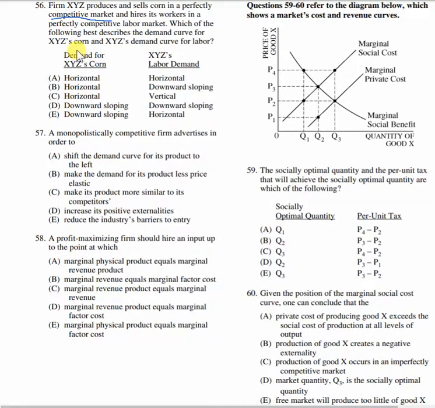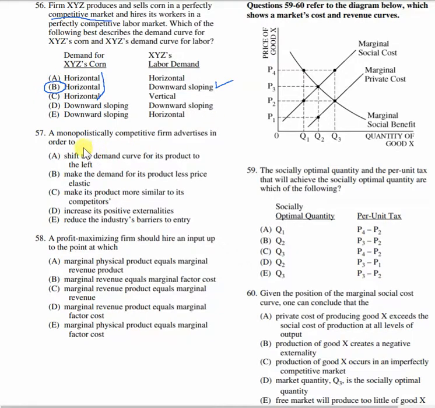So we kind of just went over that. The demand curve for their corn as a supplier is going to be horizontal, right? Because that's what we have in perfect competition. But on the other side of the coin, when you are the purchaser, you see just a regular downward sloping curve. So here the answer to 56 would be B.